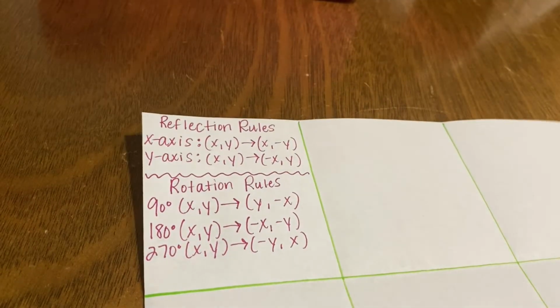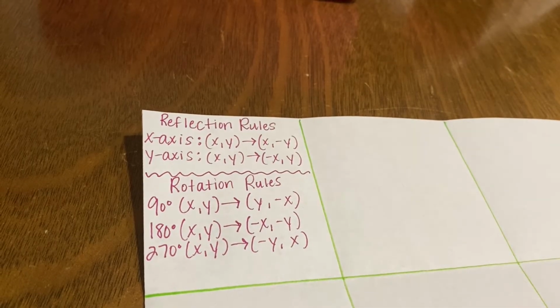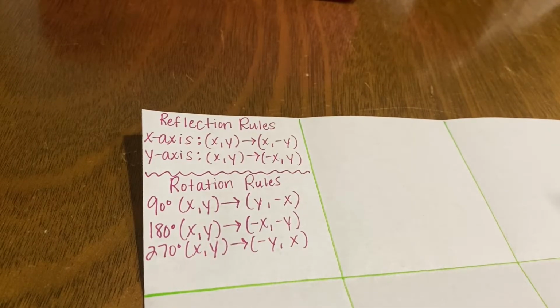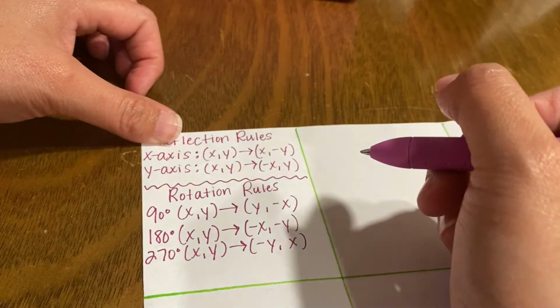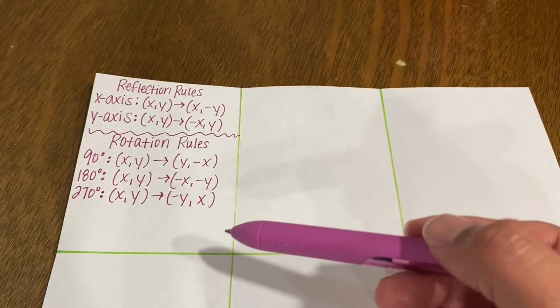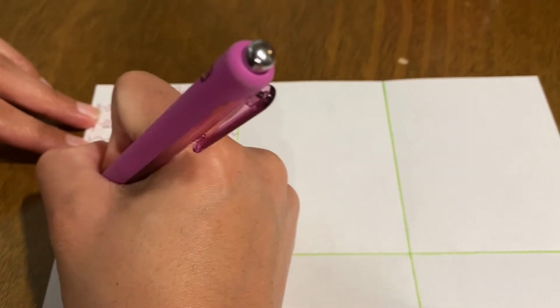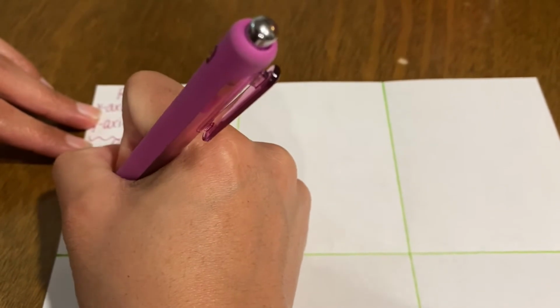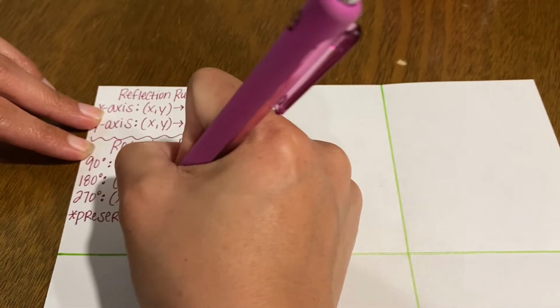We're not going to include our 360 rotation in this box because that's the easiest one to memorize. So 360 does not change. It stays the same. xy goes to xy. But we are going to put notes about congruence and orientation. Underneath the 270, I'm going to put preserves congruence.